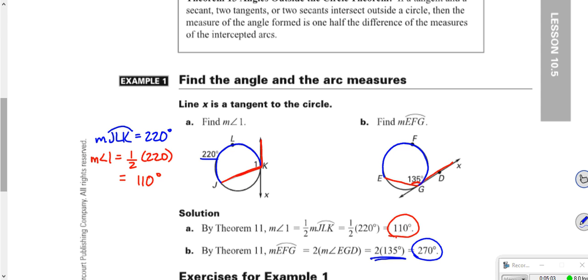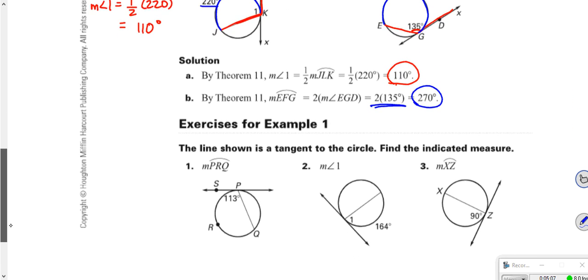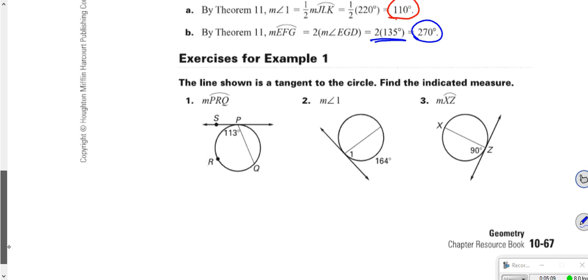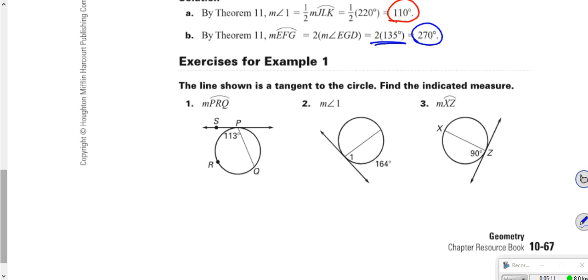And I think one of the examples I'm going to do down here below will be even a little easier to see. I'm actually going to start with number 3 down here, because I think this clearly shows you why the angle is half of the intercepted arc. So if we look at number 3, this angle right here, they have is 90 degrees. So it's perpendicular.